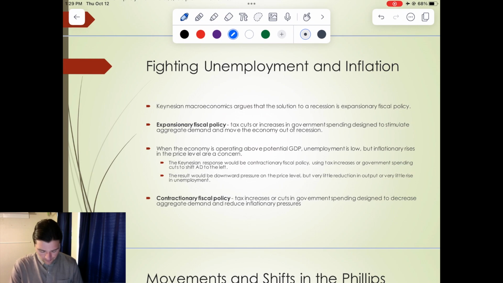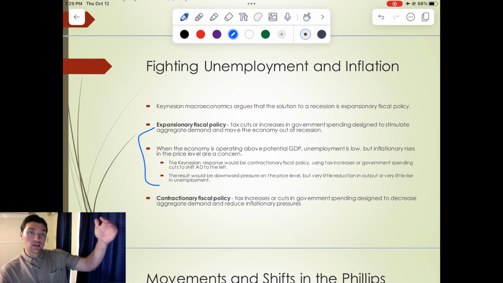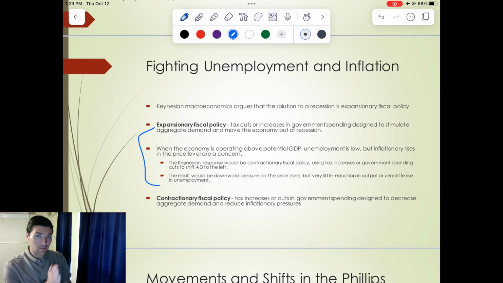So when the economy is operating above potential GDP, the unemployment is low because you're having a lot of output, you need a lot of people working, so your unemployment is low, but as the Phillips curve shows, the lower the unemployment, the higher the inflation. And so the Keynesian response would be to do contractionary fiscal policy. So right now your aggregate demand is too high. So you need to decrease your aggregate demand. And the only way to do that is to increase taxes or decrease government spending. And this would shift the aggregate demand to the left, which would decrease it back to potential.